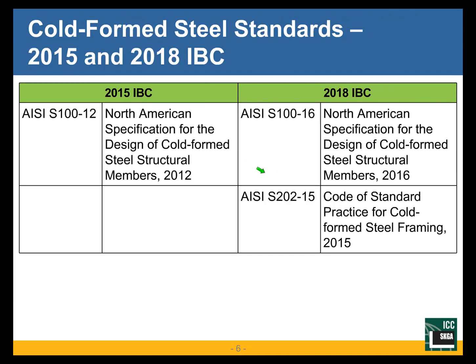The cold-formed steel standards, important things have happened. Anyway, the basic S100 North American Specification for Design of Cold-Formed Steel Structural Members has simply been updated from the 2012 to the 2016 edition. There is a new document referenced, the 2015 Code of Standard Practice for Cold-Formed Steel Structural Framing.